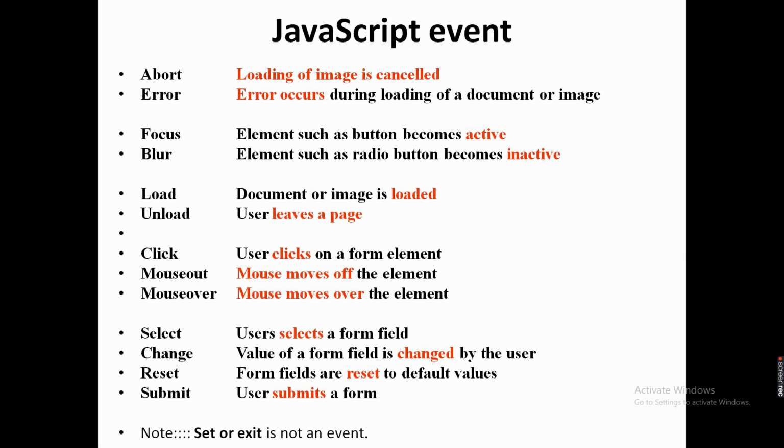Focus: when you are selecting it, when you are making it active, that is focus. When you are selecting some other thing, that one becomes inactive, that is blur. I will give one example. When I am selecting hobby as dancing, that is a focus event because it is in an active state. Now I don't want dancing, I want singing, so I will make that one inactive, that is a blur event, and I will make the active focus on singing.